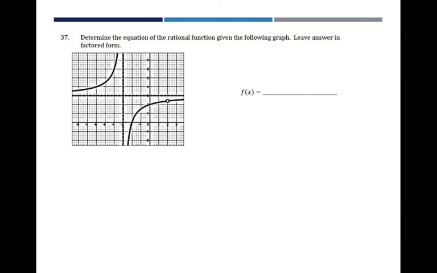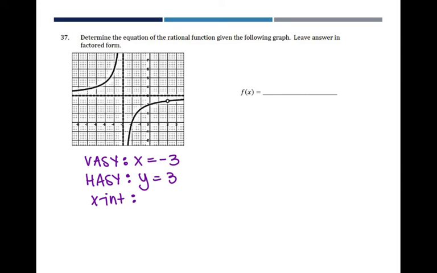37. So for 37, I am giving you the graph and we need to write the equations. Let's go ahead and jot down some important pieces. So I notice right away I have a vertical asymptote, my VASI, at x equals -3. I have my HASI at y equals +3. I have an x-intercept at x equals -2, and I have a hole at x equals +2. And that right there gives me enough information to write the equation.